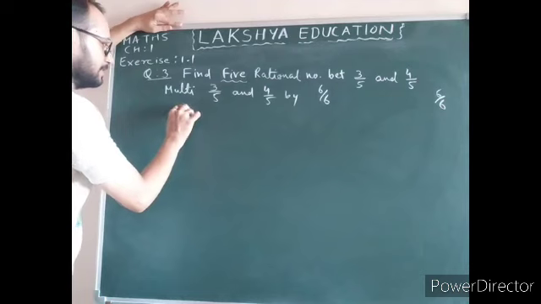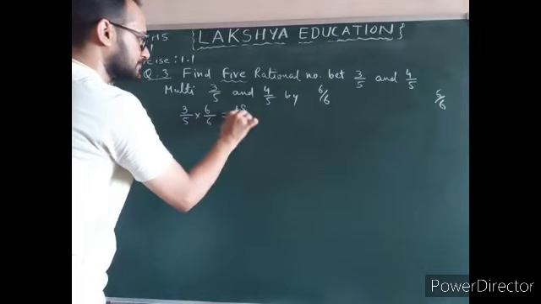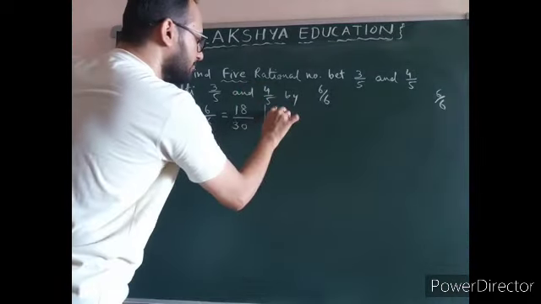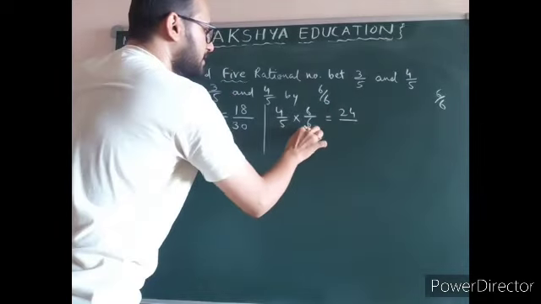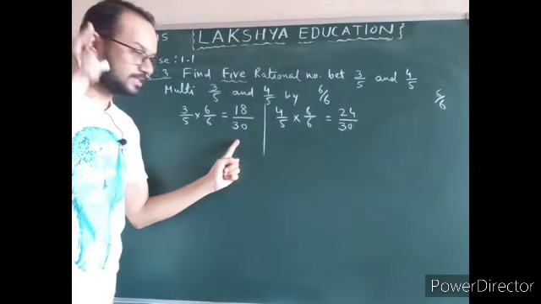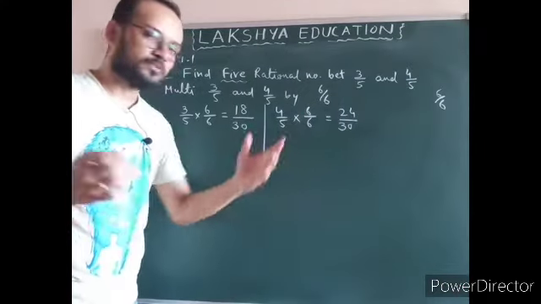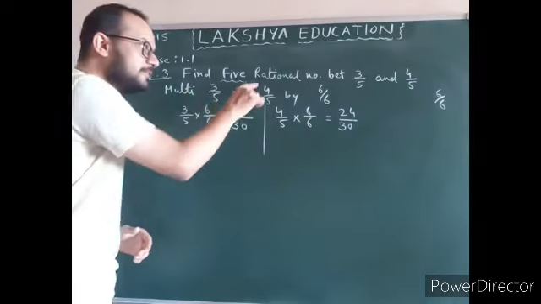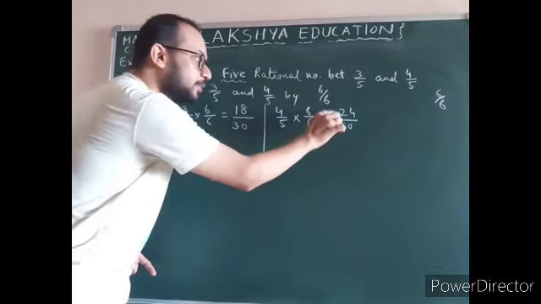Let us multiply 3 by 5 by 6 upon 6. What do we get? 3 into 6 is 18, and 5 into 6 is 30. Similarly 4 by 5 multiplied by 6 upon 6: 4 into 6 is 24 and 5 into 6 is 30. So here we got 18 by 30, which is in fact equal to the first number, 3 by 5, and the second one is 24 by 30, which is in fact equal to 4 by 5. Now we want 5 rational numbers between 3 by 5 and 4 by 5. It means we need to find 5 rational numbers between 18 by 30 and 24 by 30.